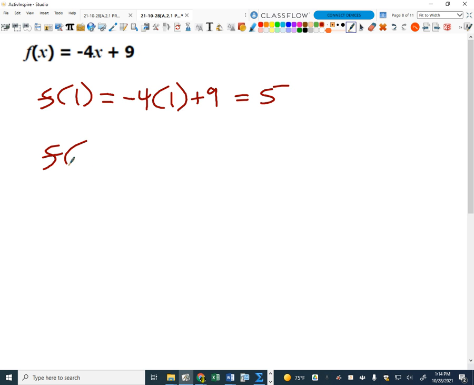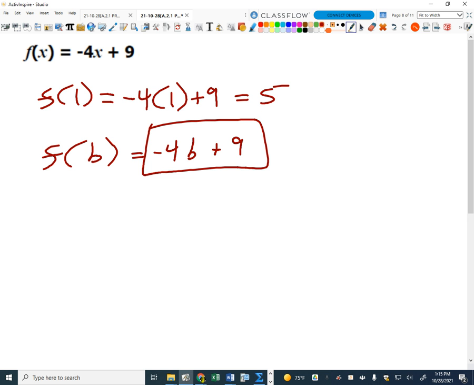What is f of b? What's f of b? That's it. That's my answer. How come? Because I follow the rule. It just told me to plug in a b for x. Can I simplify that anymore? I can't, so I'm stuck. That's my answer, right? What's f of hand? Well, f of hand would just be negative 4 times hand plus 9. So whatever's behind my hand would just be there, right?